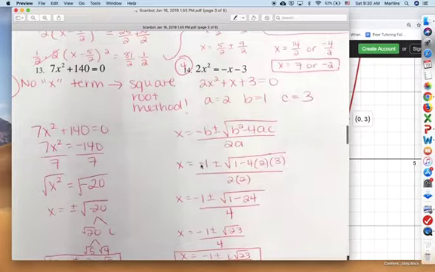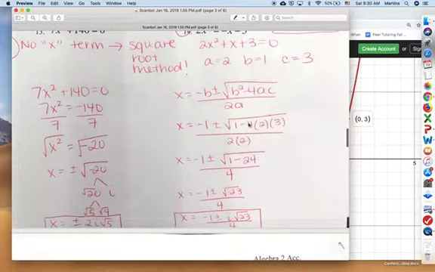B is 1, so the opposite of b is negative 1, plus or minus square root b squared. Well, 1 squared is just 1, minus 4a, which is 2, c is 3, all over 2a, which is 2 times 2. Continuing on, this here simplifies to 24, so I have 1 minus 24, which gets me negative 23, which means I'm dealing with an imaginary solution.